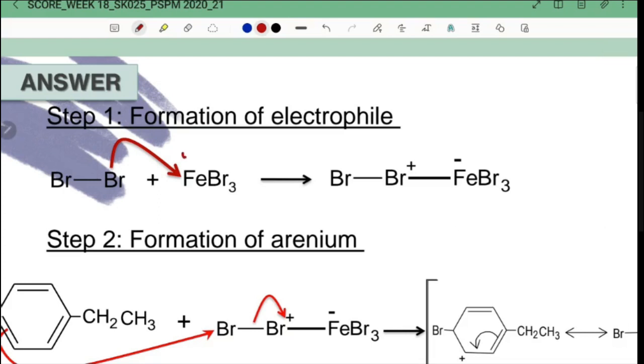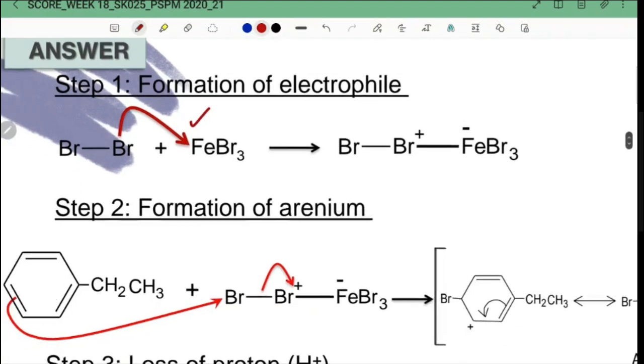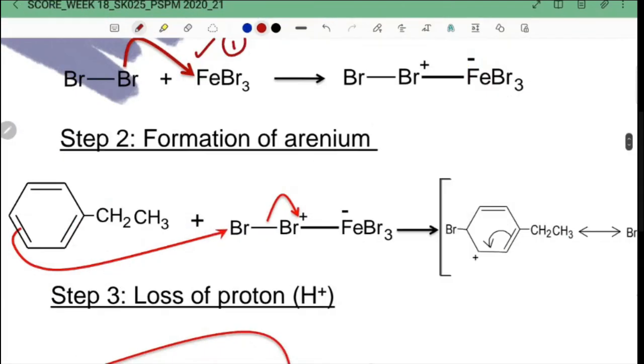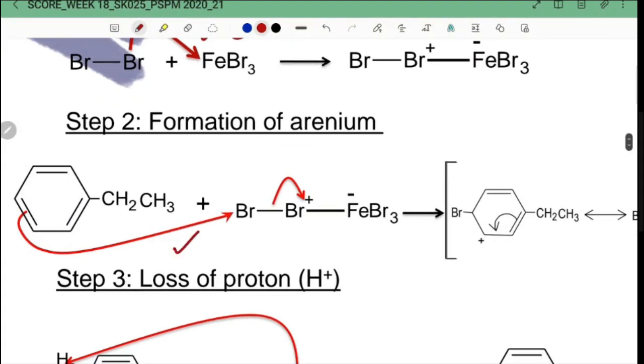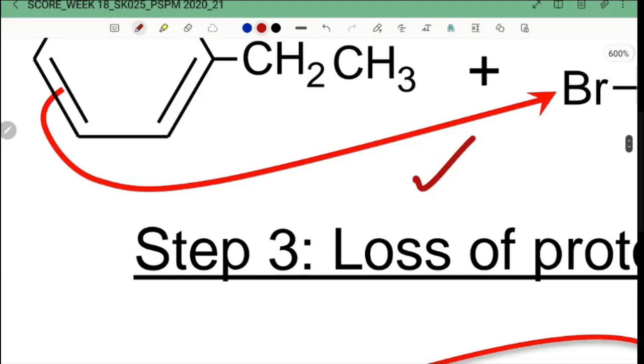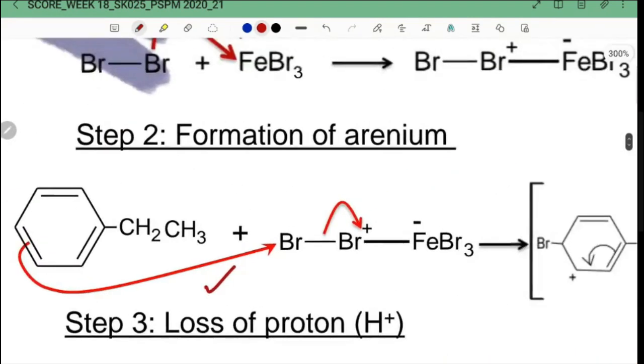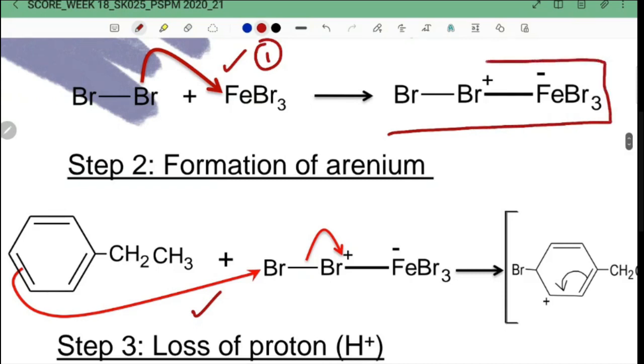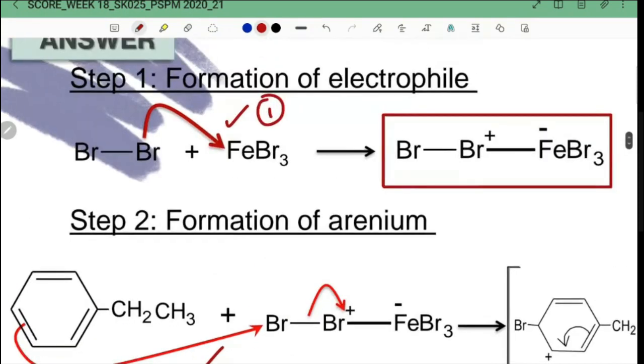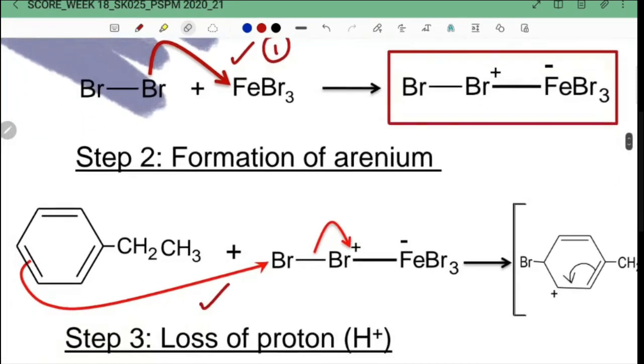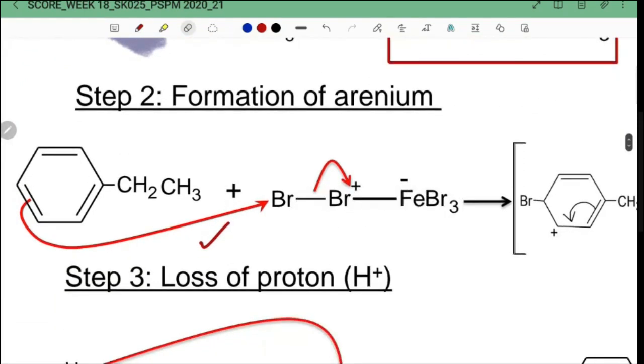The mark given for the arrow from bromine to iron is 1 mark. And then formation of arenium ion, the mark given is for the arrow from the double bond. So make sure it is from the double bond attacking the bromine. Br from Br2 attacks the iron, forming an intermediate, FeBr3 with plus and minus. We use this intermediate structure as the electrophile. From the double bond, ethyl benzene will attack the bromine.